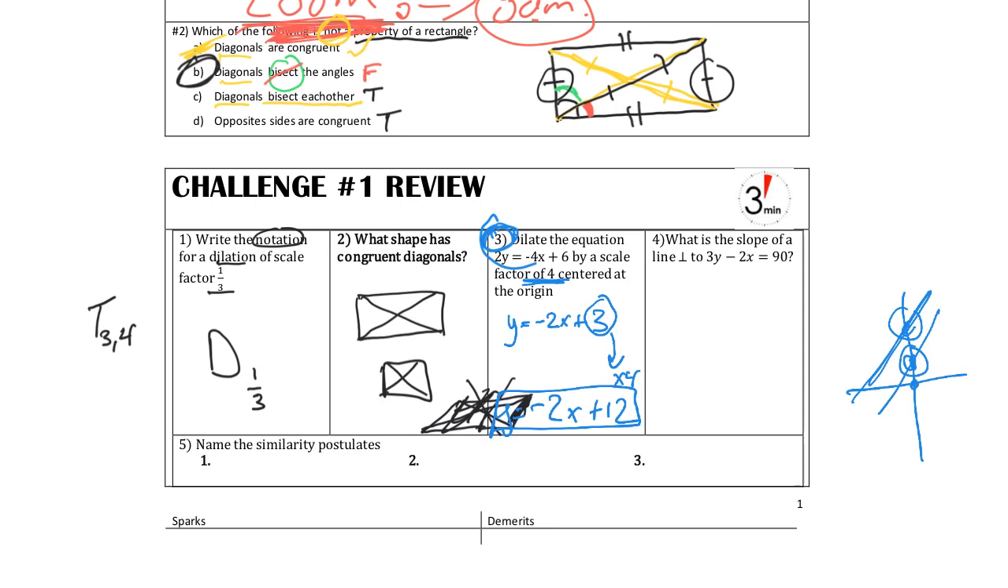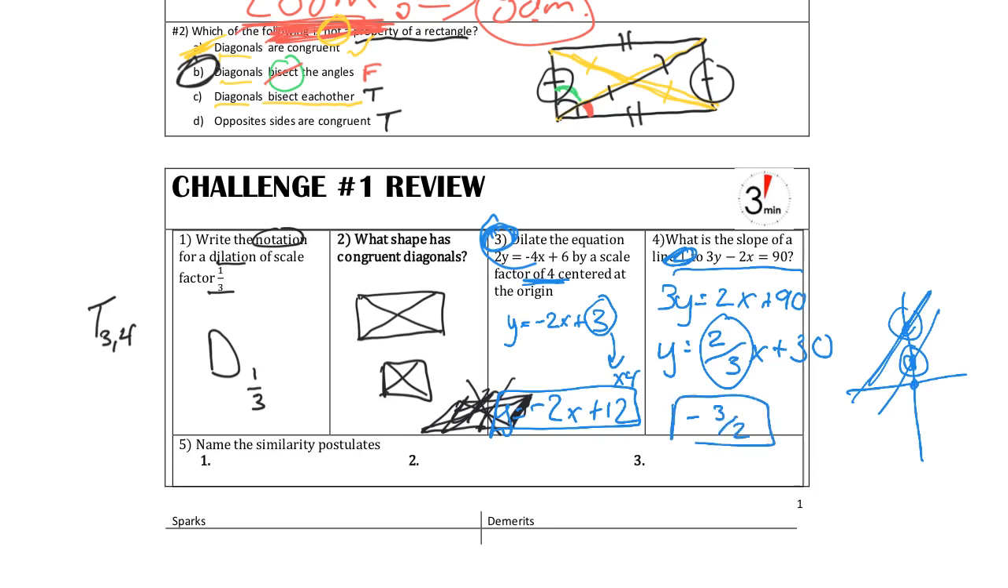All right, and what is the slope of a line perpendicular to 3y minus 2x equals 90? Again, got to solve this and get it y equals mx plus b. Y equals 2x. I added 2x to both sides. Divide by 3. So 2 over 3x. 90 divided by 3 is 30. And I want the perpendicular slope. Well, here's my slope. So perpendicular, opposite, reciprocal. I change the sign and I flip the fraction. So that is the perpendicular slope.